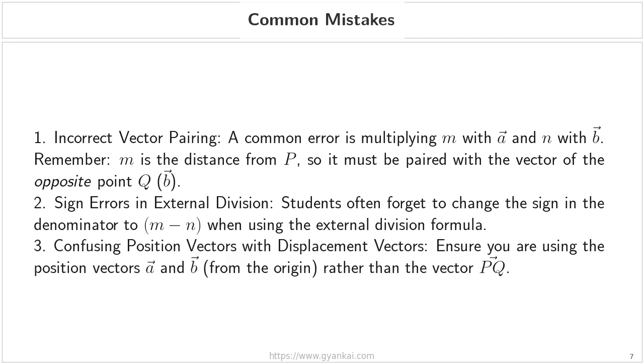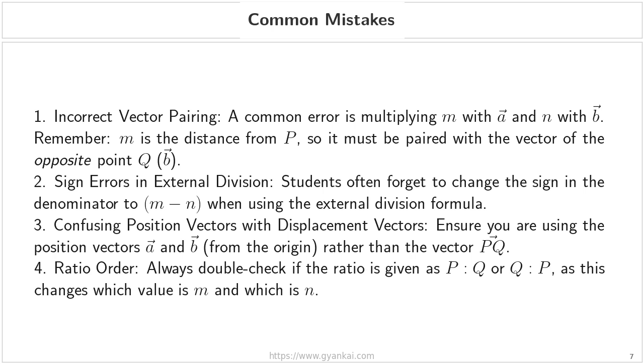Third, make sure you are not confusing position vectors with displacement vectors. When you are identifying your values, ensure you are using the position vectors, which we called vector a and vector b, representing the points relative to the origin. Do not accidentally use the vector PQ, which represents the displacement between the 2 points.